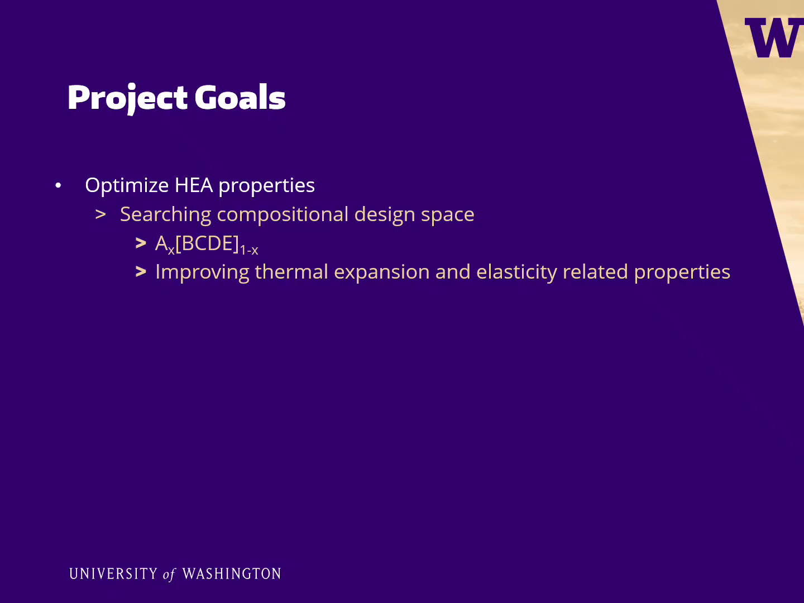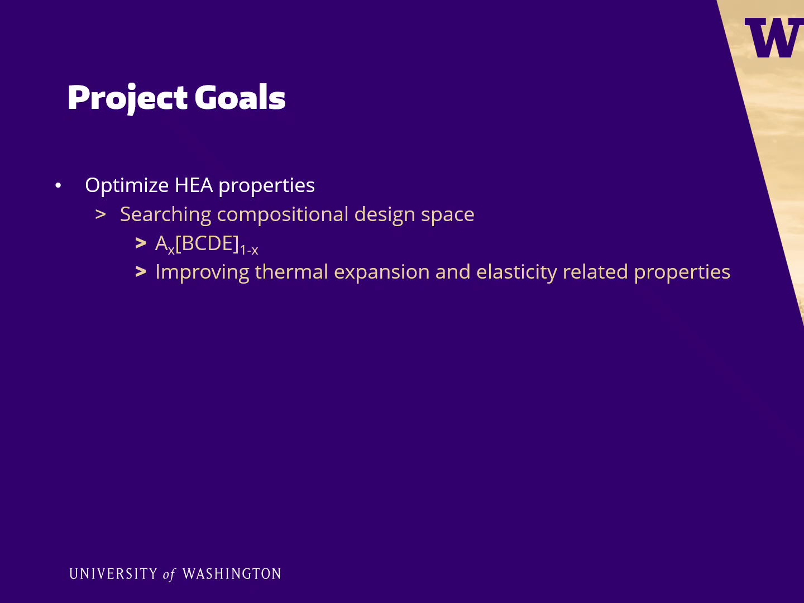The main goal is to optimize HEA properties. This will be done by searching the composition design space using the formula A_X B C D E_(1-X)/4. This ensures that the HEA alloy composition is near equimolar, even though it still has a dominant element characterized by the letter A. So we will have simulation runs where vanadium, niobium, tantalum, titanium, and zirconium take turns being dominant elements. The compositions of the dominant elements start from 0.05, increasing by 0.05 up until 0.3. 0.5 is the greatest composition tested and deviates from the 0.05 increase.